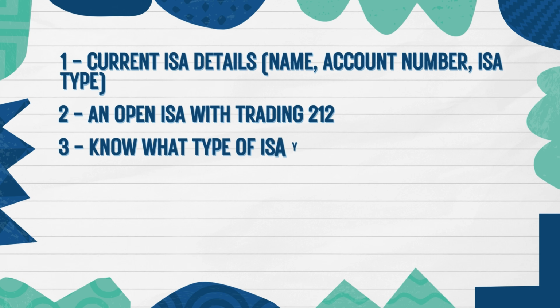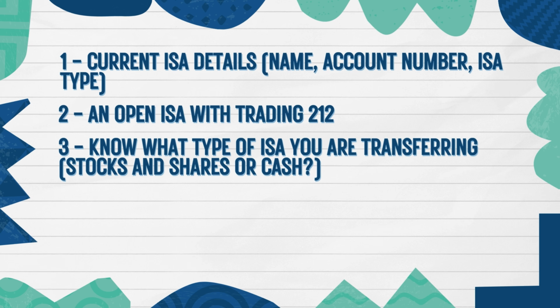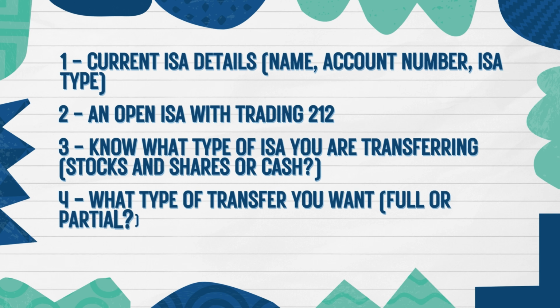You'll also need to know what type of ISA you're transferring. So this guide is for a stocks and shares ISA, but you can also transfer your cash ISA across as well. And finally, you'll need to know what type of transfer you want. You can either do a full transfer or a partial transfer. It's basically what it says on the tin. A full transfer moves your whole ISA across. A partial transfer will move a selected portion of your ISA across to the new platform.